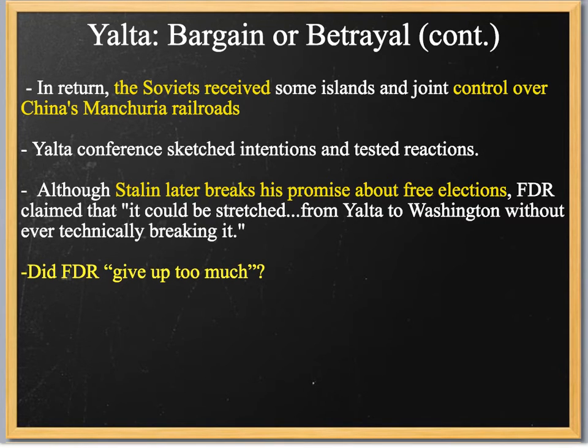Well, we know that Stalin does break his promise about free elections in Poland. It never happens, and he basically forms satellite nations in Eastern Europe, and so he kind of goes against his promises at Yalta. And so FDR, again, some people say he was too weak, and the Soviets really got way too much out of the Yalta Conference. But the most important thing long term was probably the creation and the beginning of the United Nations.